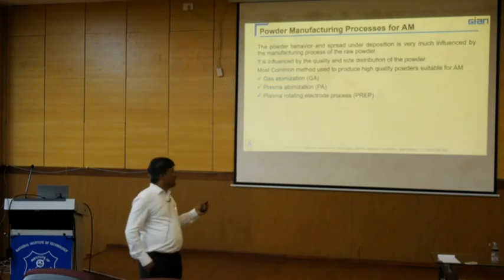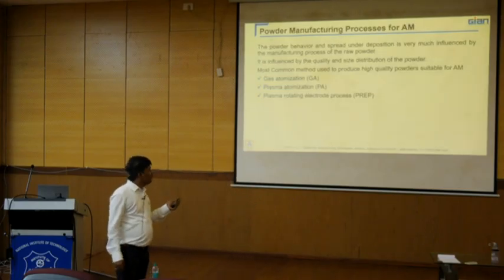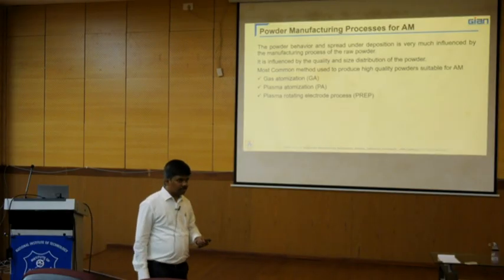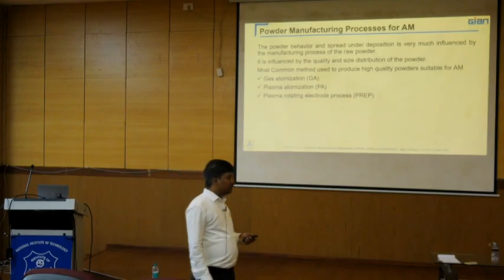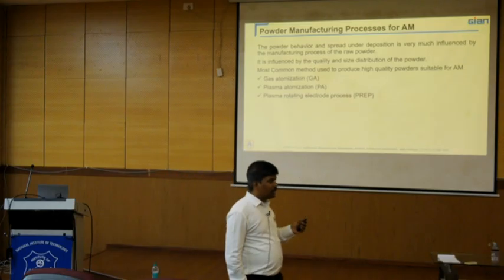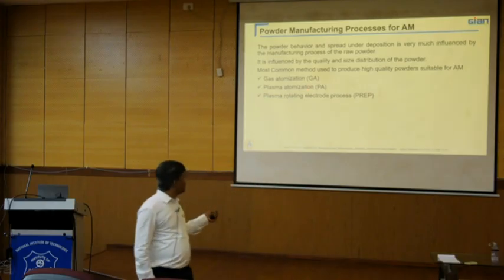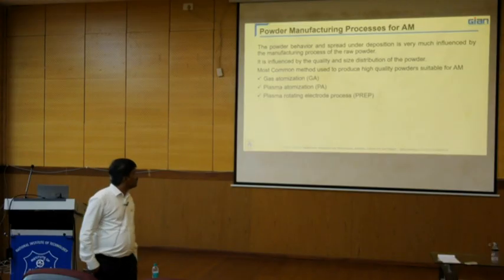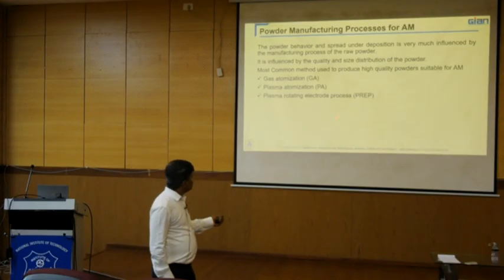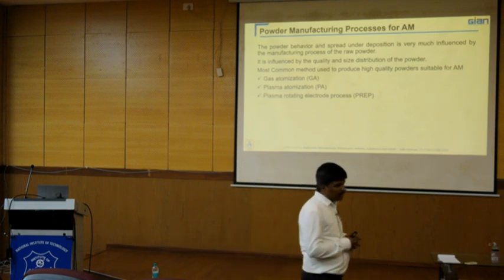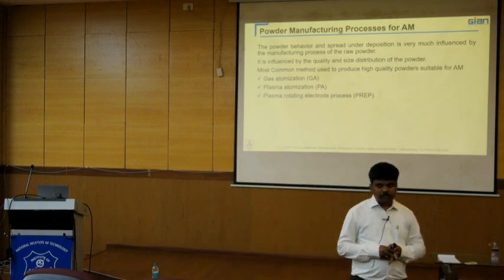Then, as I told, the powder manufacturing process for our AM is atomization. That is the physical method we use, powder atomization. Again in the atomization techniques, we have gas atomization, we have plasma atomization, we have the plasma rotating electrode atomization process. These process methods give us the powders manufactured by atomization.